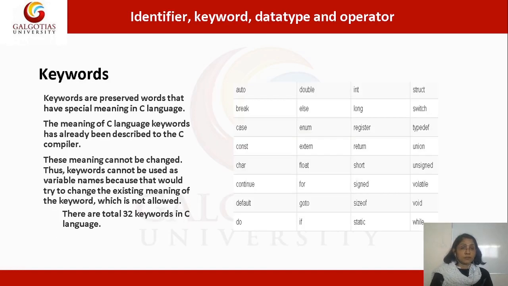Now, these are some of the keywords that are supported by your C programming language. These are keywords. So just remember this keyword list so that while creating an identifier, you are not going to use any of these names.